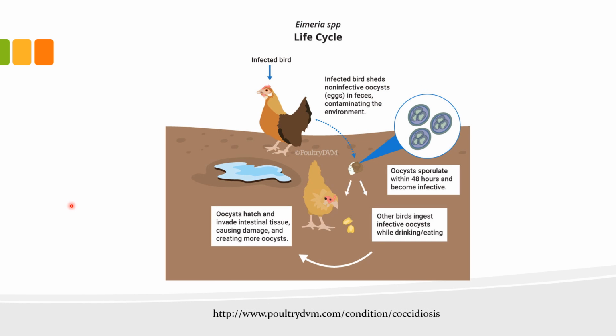Another example of parasite transmission through ingestion is exhibited by the parasite that causes poultry coccidiosis. Chickens become infected by ingesting the sporulated oocysts or coccidian eggs from the surrounding environment. These coccidian eggs are from the genus Eimeria.